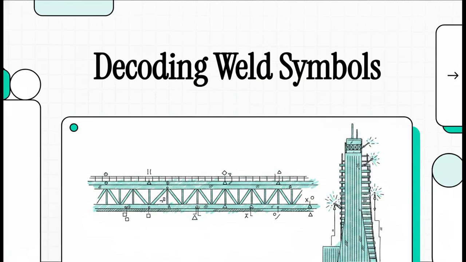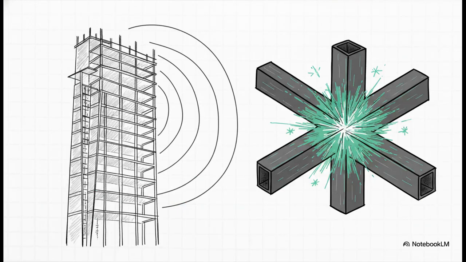You ever look at a massive skyscraper or a sprawling bridge and just wonder, how does all that steel actually hold together? Well, it's not magic, and it's not just guesswork. It's a language, a secret language, really, made of tiny little symbols on blueprints. Think about it. On every one of these huge projects, you've got thousands of tons of steel, and the safety of the entire thing comes down to thousands of individual connections.